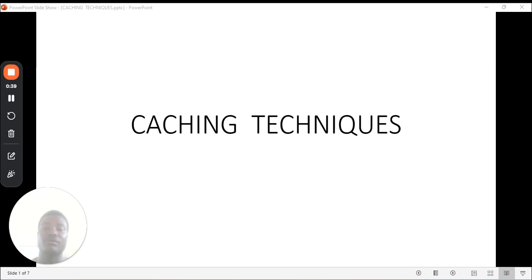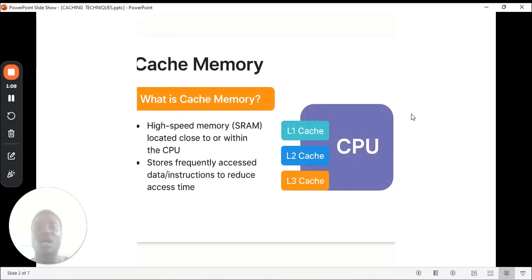And we have types of memory. We have RAM, we have ROM, we have virtual memory, we have cache memory, we have a lot of memory. But today our focus is going to be cache memory. Before that, what is cache? When you say cache memory, what does it mean? So moving on to our next slides, we are going to look at the definition of cache memory.